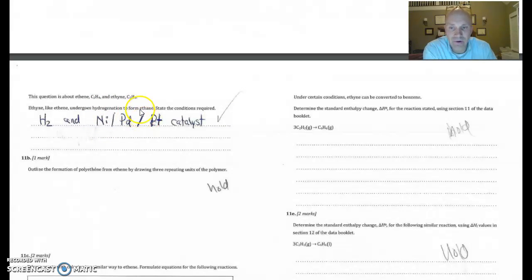In reality, I would argue that palladium is the most common catalyst for hydrogenation of vegetable oils. I'm pretty sure they use palladium. I know that whenever I did this in the lab, we would use a palladium catalyst. But either of those would work fine.